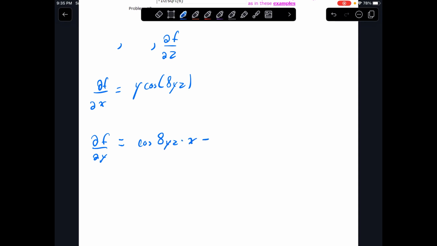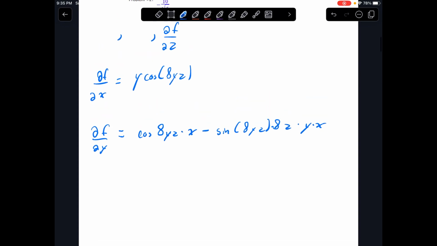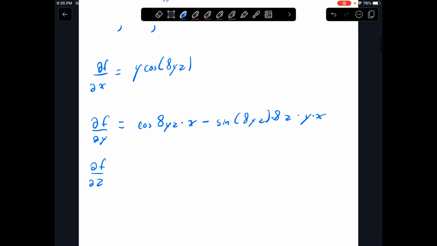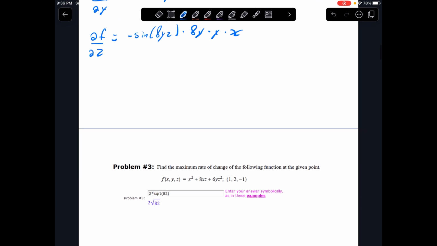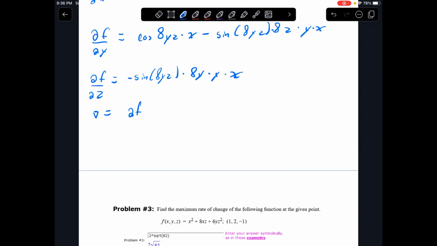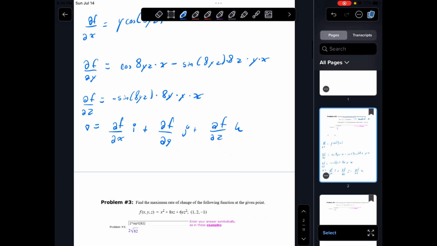yz times x minus sine 8yz times 8z times y times x, and then finally the partial derivative of f with respect to z equals negative sine 8yz times 8y times y times x. Okay? Now our gradient equals the partial derivative of f with respect to x times i plus the partial derivative with respect to y times j plus the partial derivative with respect to z, I should say, times k. Okay, so that's the official definition of a gradient.